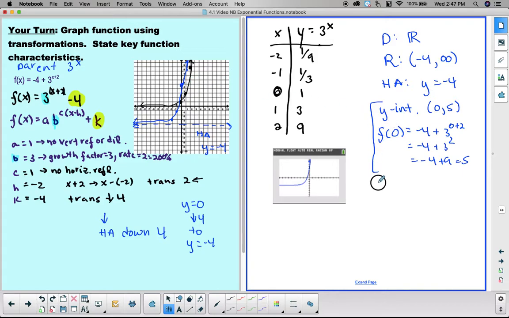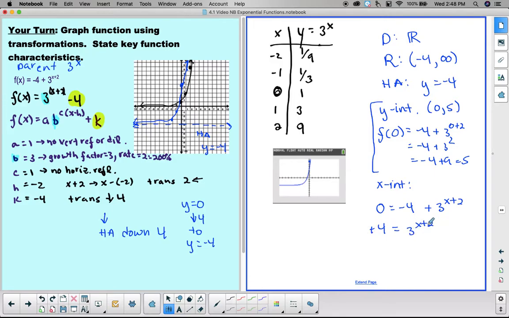The x-intercept, now we do have an x-intercept. Good Lord, how do we find that? Well, the x-intercept happens when the output is 0, so 0 is equal to -4 plus 3 to the x plus 2. So you have to solve for x, so get everything where x isn't on one side. We get 4 is equal to 3 to the x plus 2.